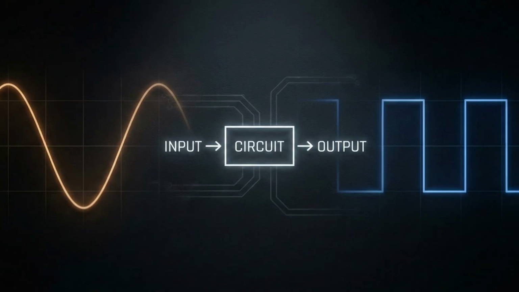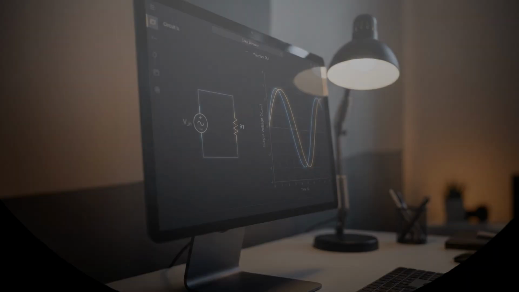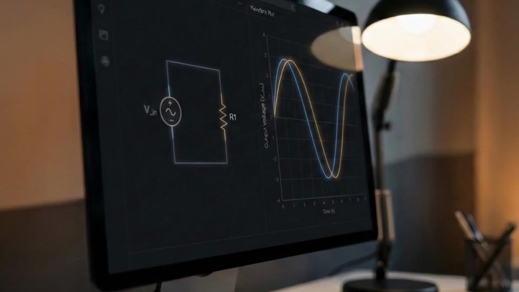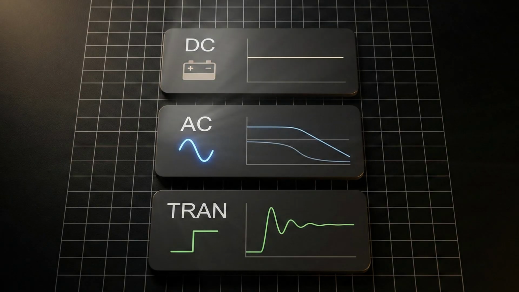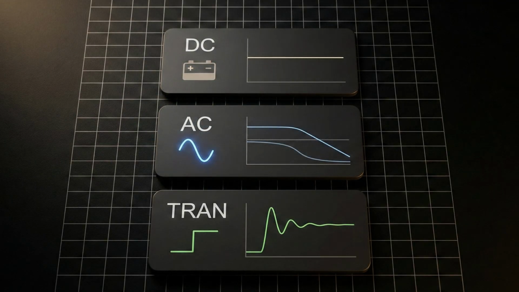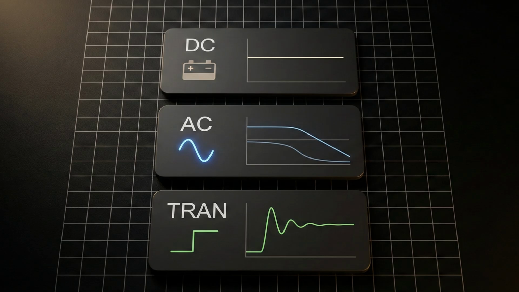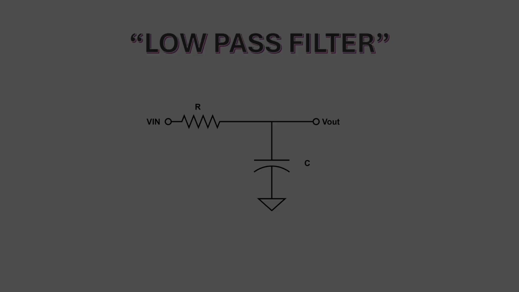Here, we'll learn how analog and digital circuits work intuitively, with minimal theory and maximum understanding. Before we design anything serious, we'll learn how to verify our ideas using simulation. We'll focus on three core analyses: DC, AC, and transient. Alright, let's begin. Today we are starting with the foundation, DC analysis.